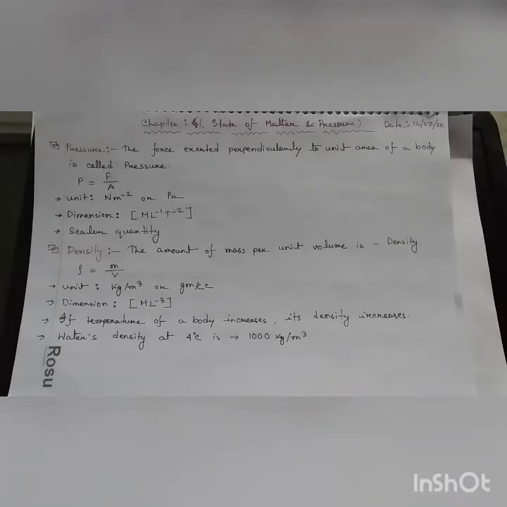Another important point is that water's density at 4 degrees Celsius is standard, that is 1000 kilogram per meter cube. These are the important terms related to density.